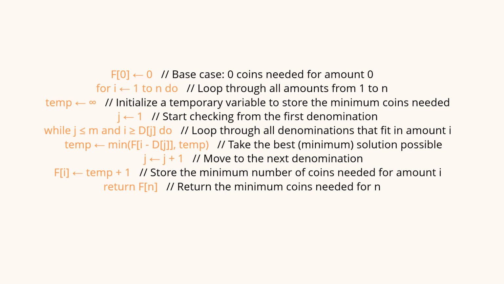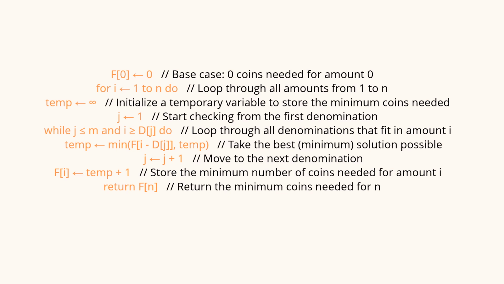So here is the complete algorithm. The base case is 0, because when there is no change to be given, then it is simply equal to 0. As I said earlier, i value is starting with index value 1 to n. Okay, and we initialize temp value to infinity, because we want to compare the minimum value. That's why we are storing the largest value.